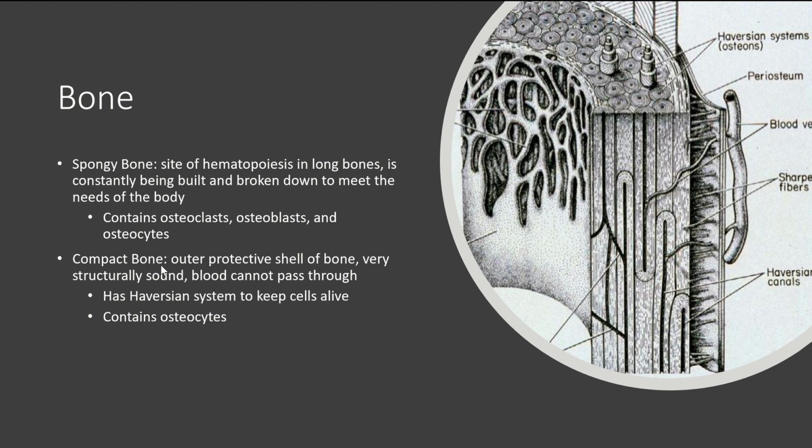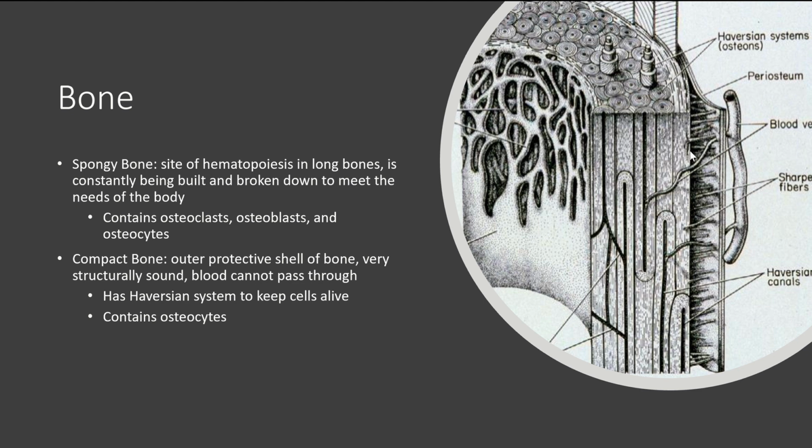So compact bone, it's just like what it sounds. It's very compact, very dense, very tough, okay? It is the outer protective shell of bones. It is very structurally sound. It's almost amazing how tough that part of your bone is. And because it is so tough, so structurally sound, blood cannot pass through it, okay? Because it is filled with calcium and osteoid that we'll learn about.